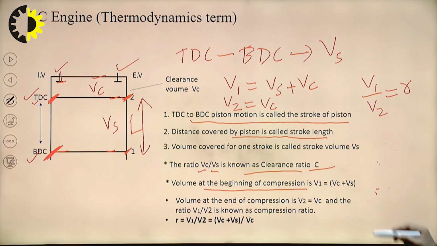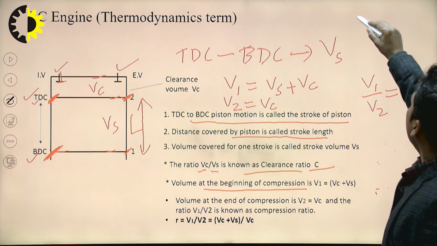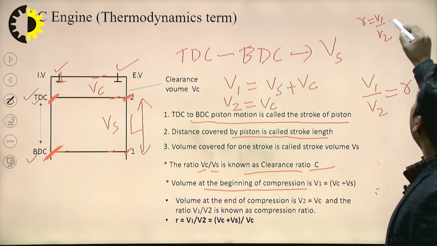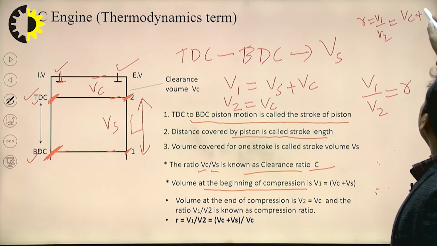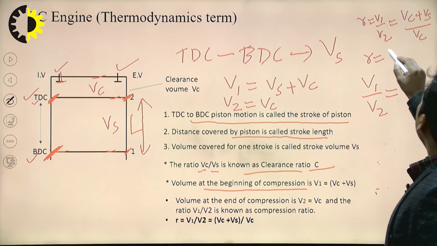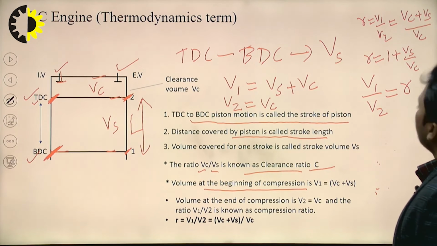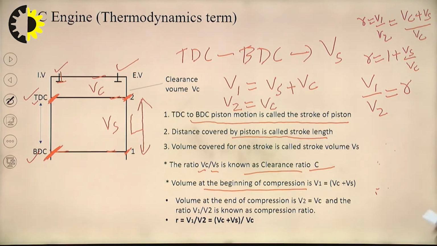And we already know that r is equal to V1 by V2, and V1 is equal to Vc plus Vs, upon Vc. So r will be equal to 1 plus Vs upon Vc.